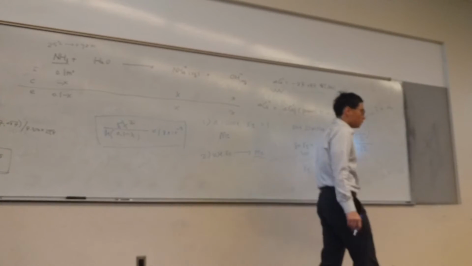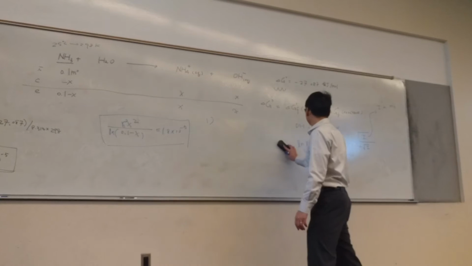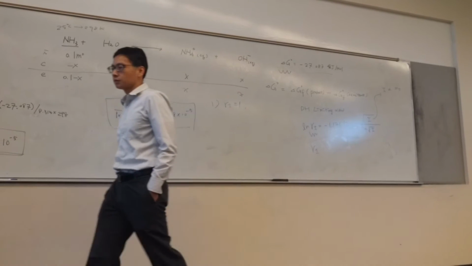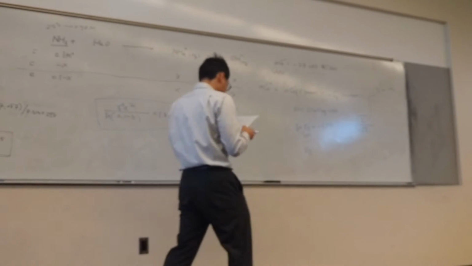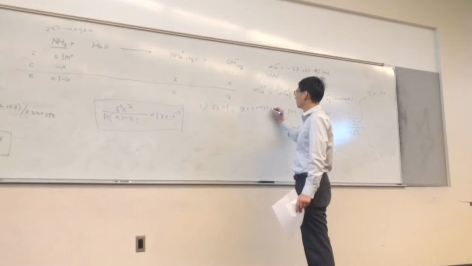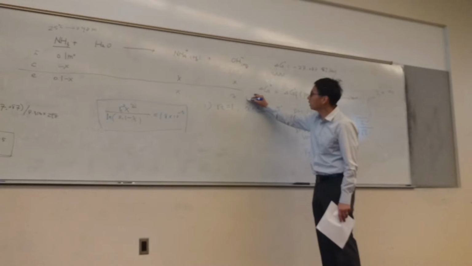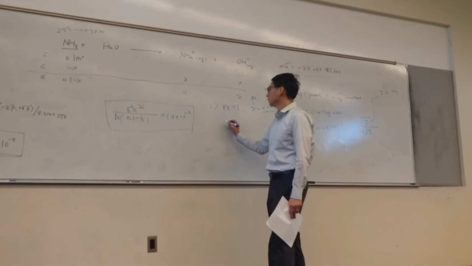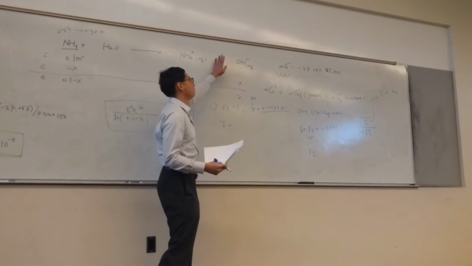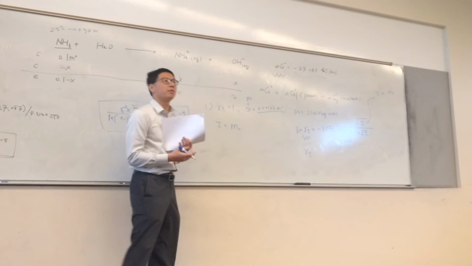Alright, so step number 1, we assume gamma plus minus equals 1. Then we solve this, and you are going to get the answer that x equals 0.00133 m naught. Once you have this x, the x is basically equal to your m plus minus, right? We also know the ionic strength. For this case, v plus equals 1, v minus equals 1, z plus equals 1, z minus equals 1, so I will just equal your m naught.